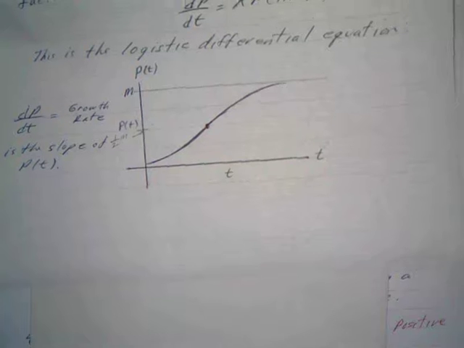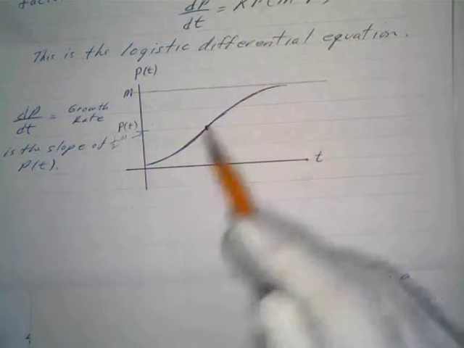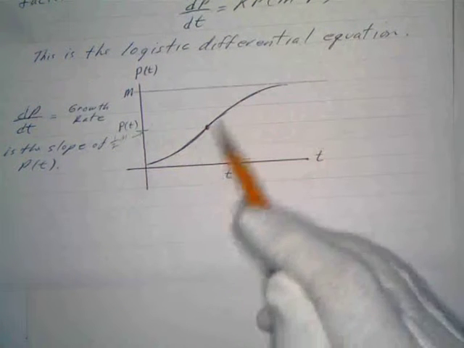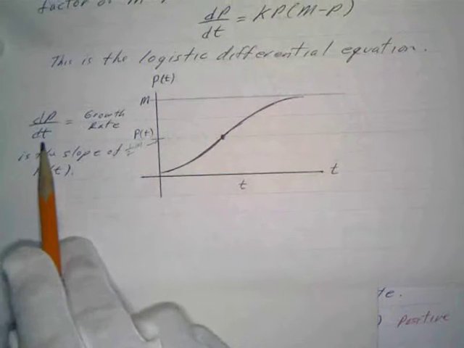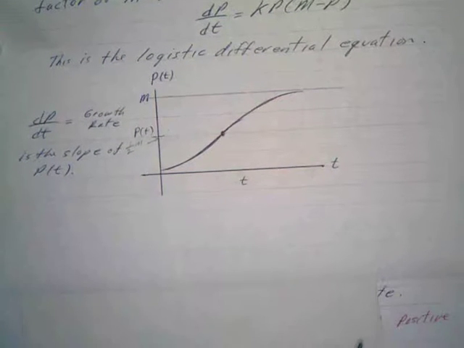Okay, so that's at 1/2 m. You can see that you could probably guess that that's about where it's the steepest. So that's when the rate of change of the population is the greatest, at half the carrying capacity.